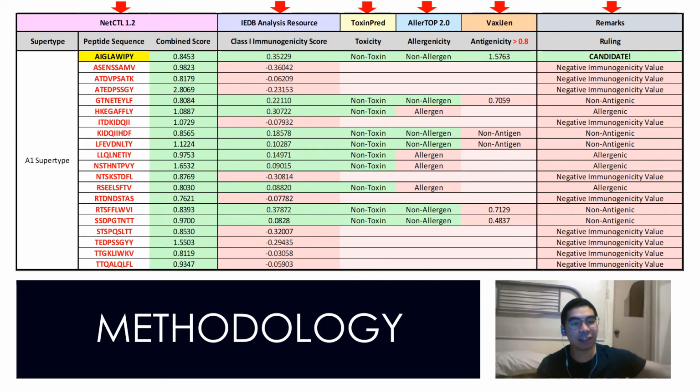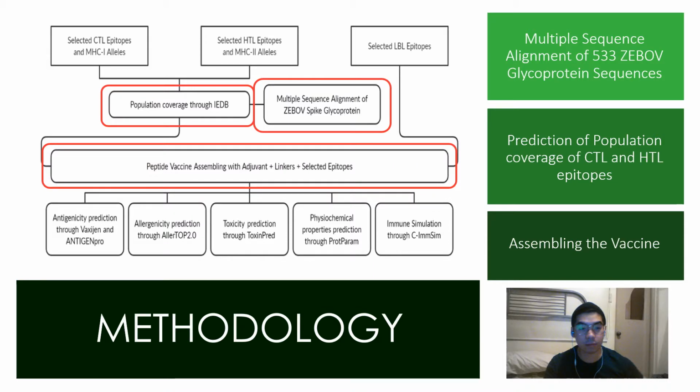So this is just an example of what the procedure and assessment and filtering would look like. Multiple sequence alignment will be done to account for mutations, and population coverage of the CTL and HTL epitopes is done to determine the global coverage of the vaccine, partnered with MHC alleles, and the assembling of the vaccine will include selecting an adjuvant and linkers to string the epitopes together.